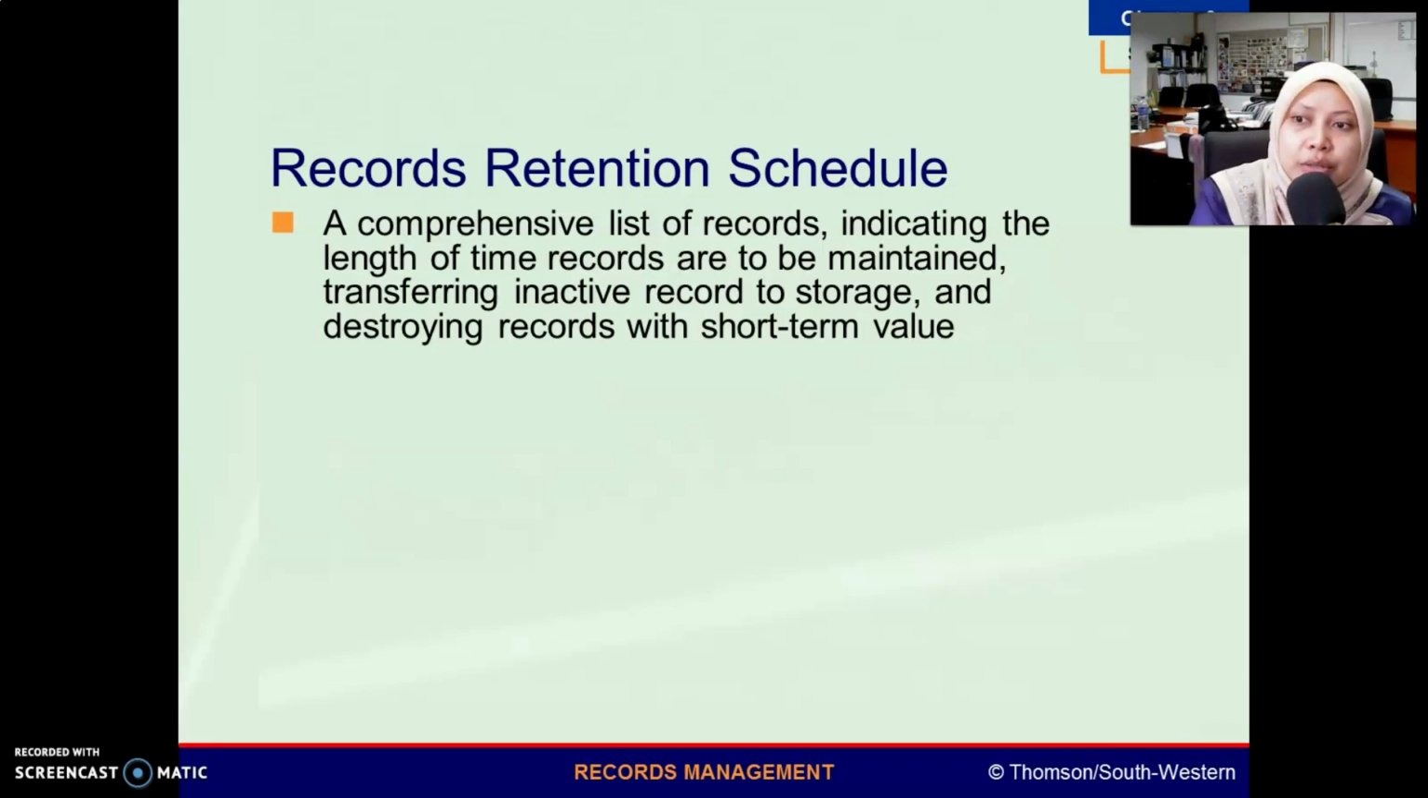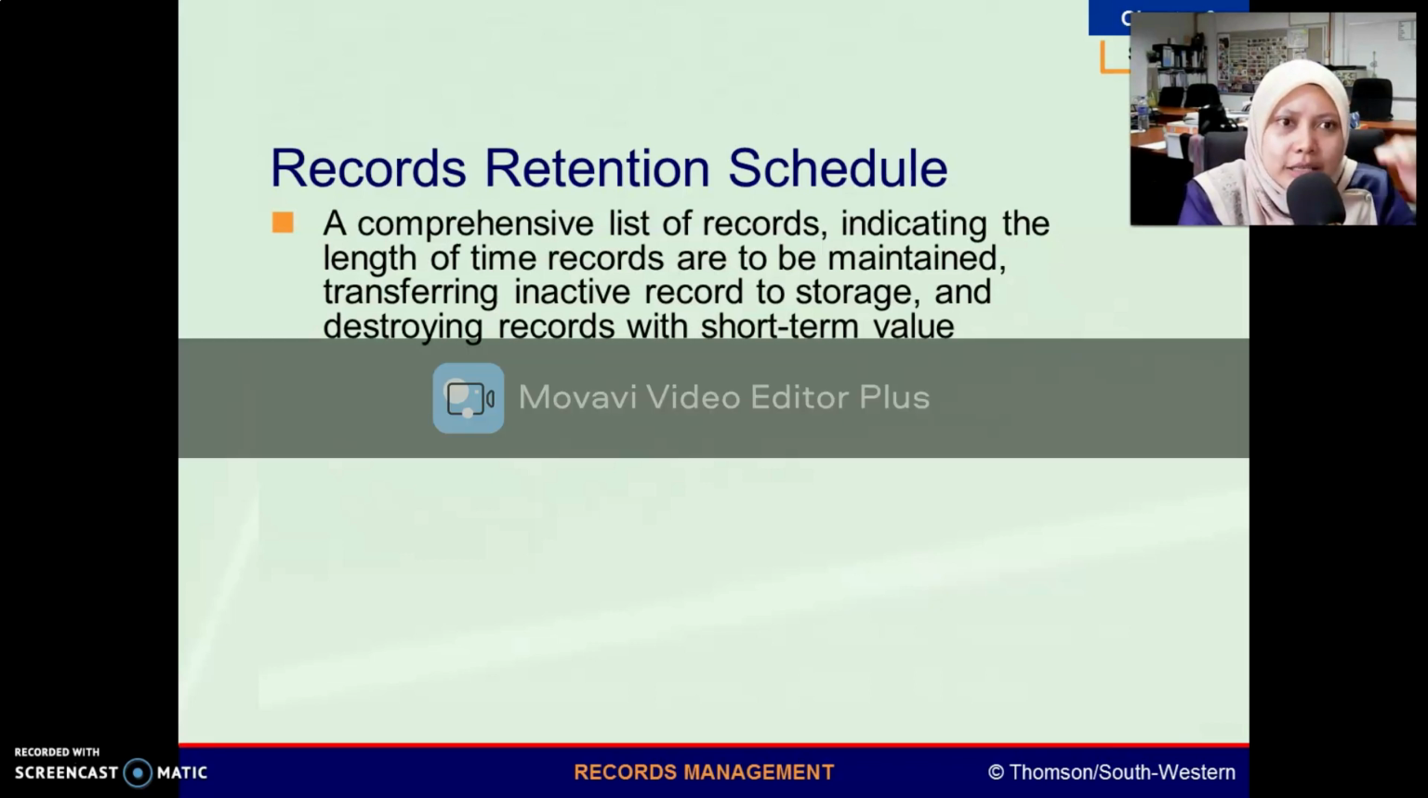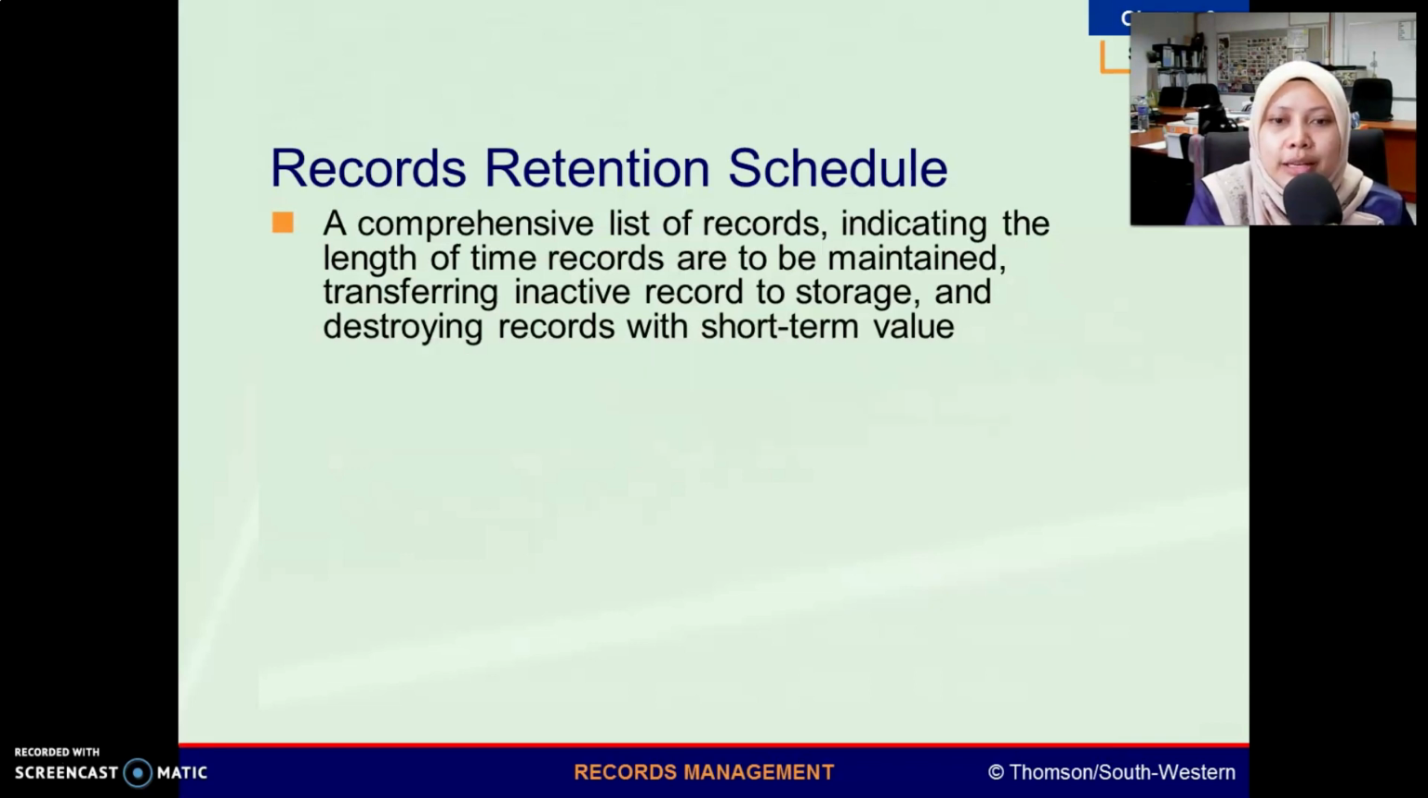The retention schedule is actually a comprehensive list of the records, which indicates the length of time records are to be maintained. Okay, dia akan ada, berapa lama, sekian record, berapa lama kita kena simpan. Sekian record, berapa lama kita kena simpan.